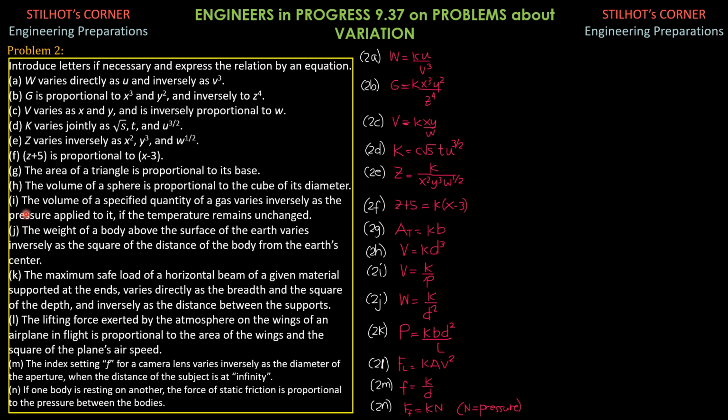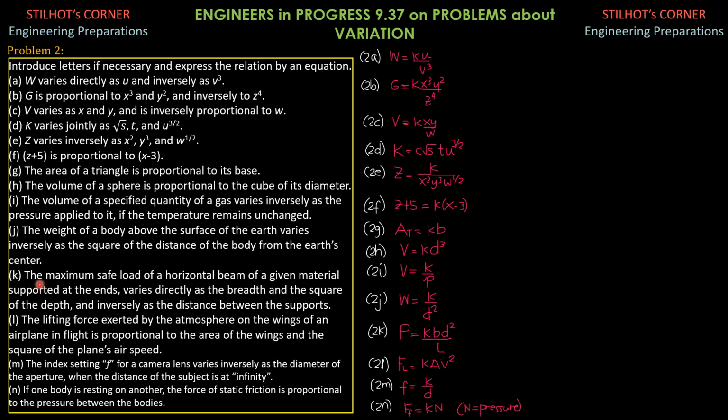Then I, the volume of a specified quantity of a gas varies inversely as the pressure applied to it if the temperature remains constant. This is Boyle's law. PV equals C. So in this case, volume is constant over pressure. 2J. The weight of a body above the surface of the Earth varies inversely as the square of the distance of the body from the Earth's center. So W, weight, is constant of proportionality divided by the square of the distance of the body from the Earth's center. So D square, where D is the distance.